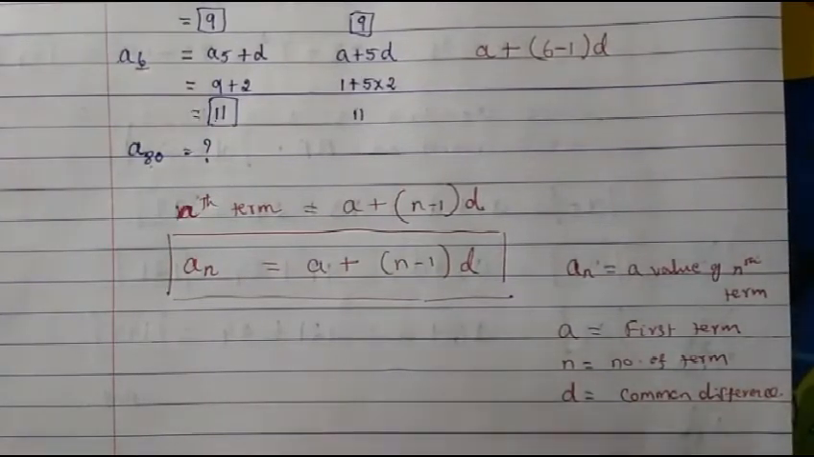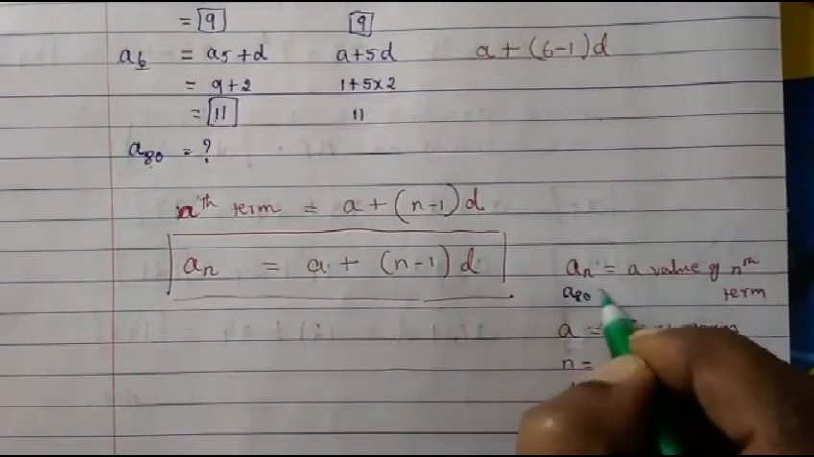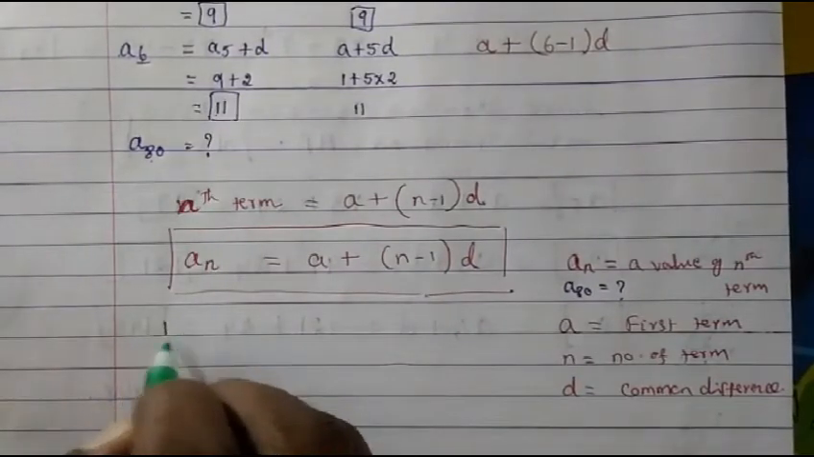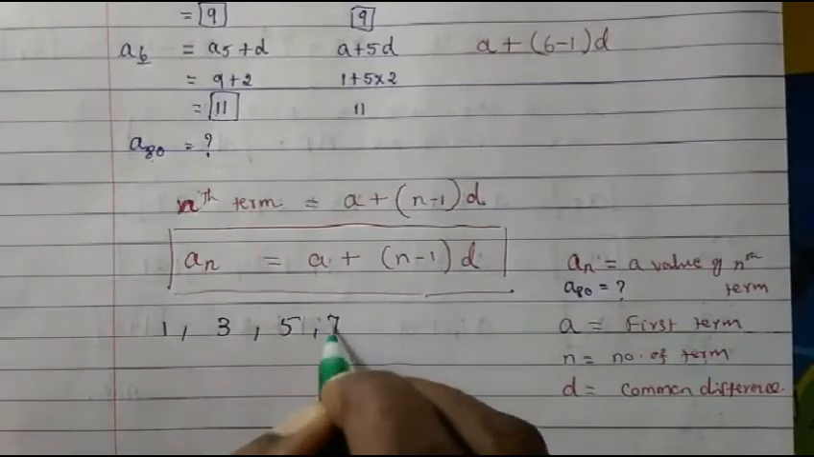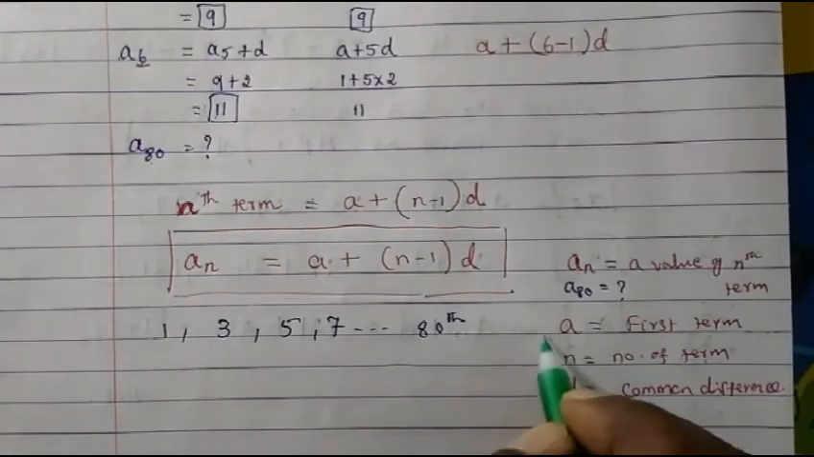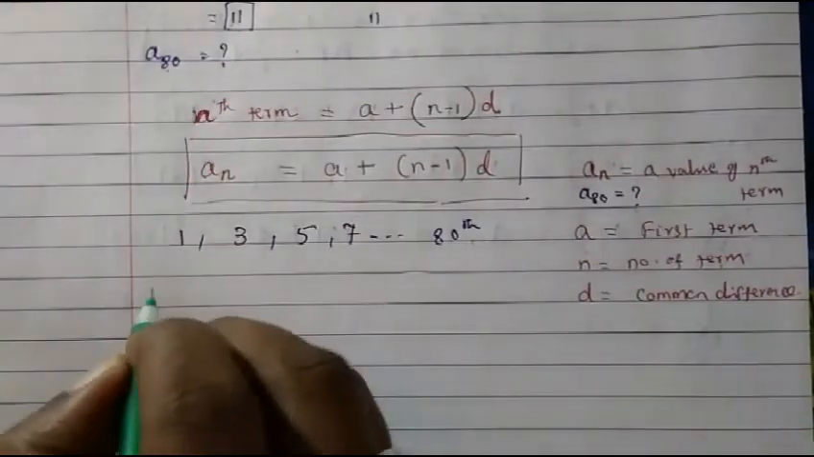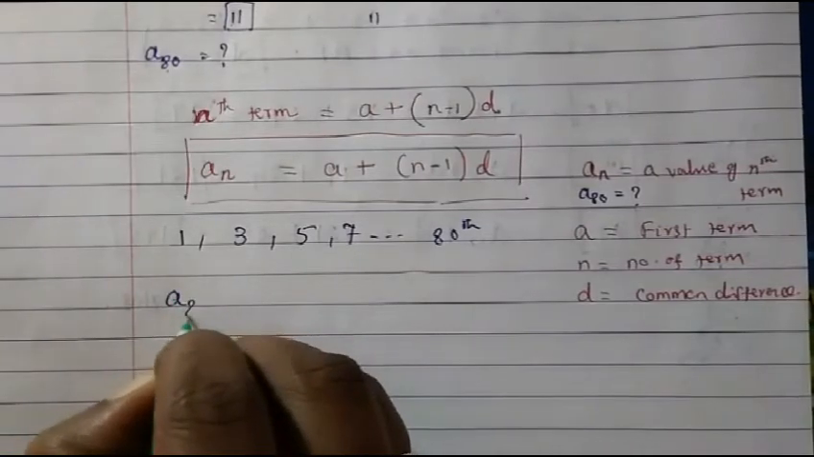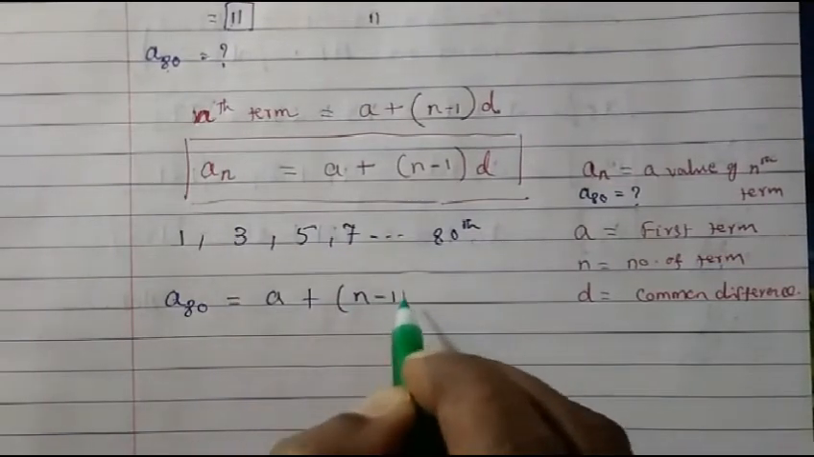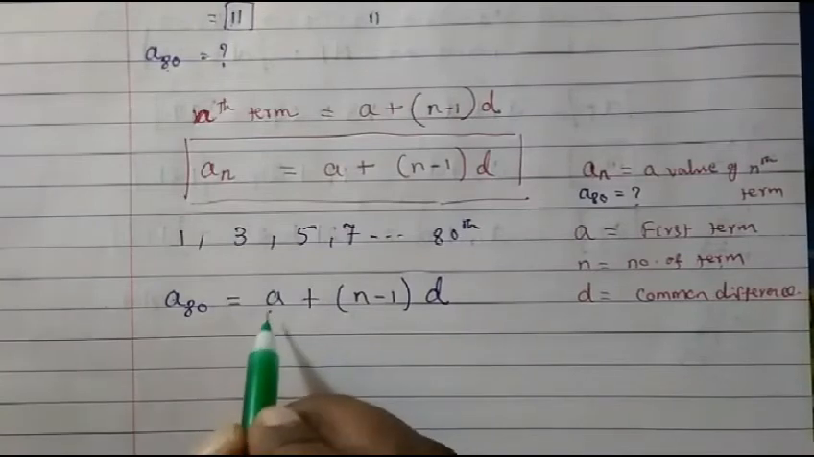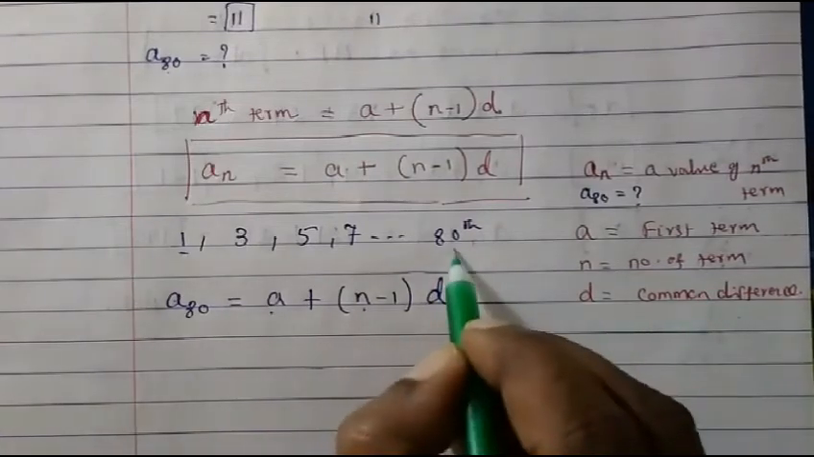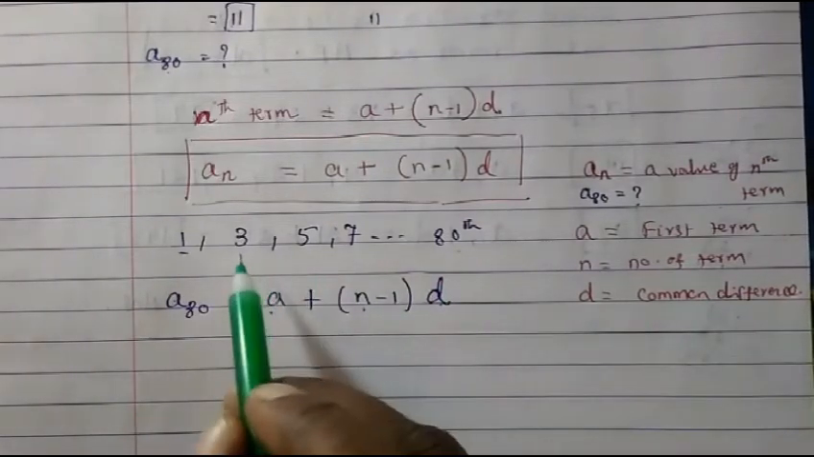So now we know what values we have and what we have to find out. A we know in this given sum, that I gave you in the beginning: 1, 3, 5, 7, dash dash, 80th term. So here we have to find out the 80th term, A n, using A plus n minus 1 D. A means first term. N is the 80th term. D is the difference.